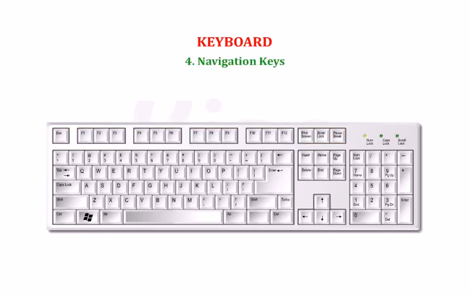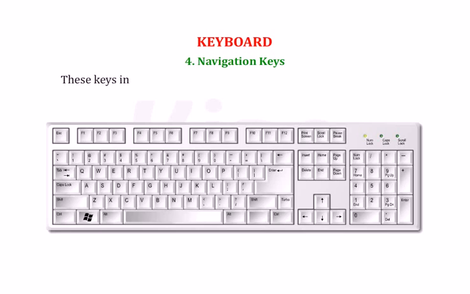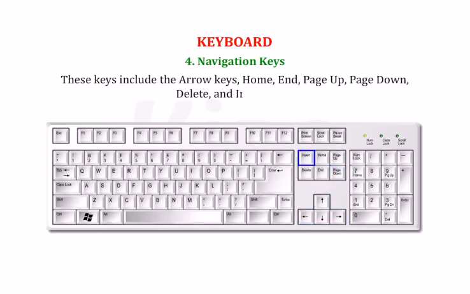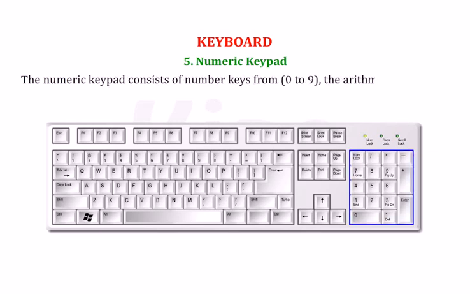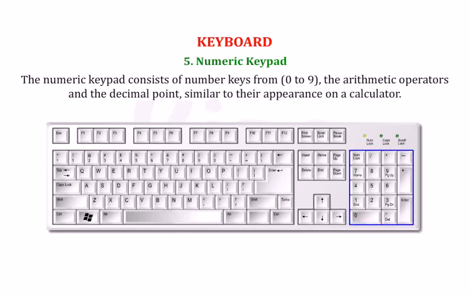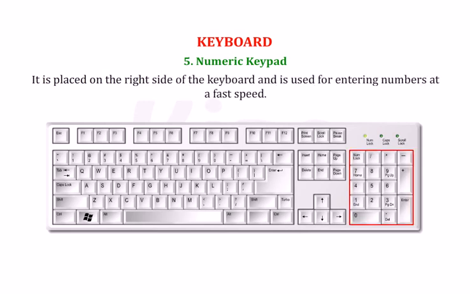Number 4. Navigation keys. These keys are used for moving through the documents and editing the text. These keys include the arrow keys, home, end, page up, page down, delete, and insert keys. Number 5. Numeric keypad. The numeric keypad consists of number keys from 0 to 9, the arithmetic operators and the decimal point, similar to those on a calculator. It is placed on the right side of the keyboard and is used for entering numbers at a fast speed.